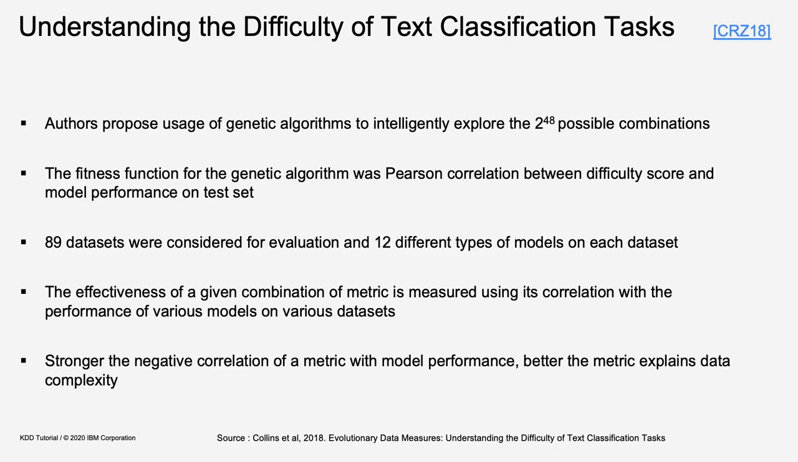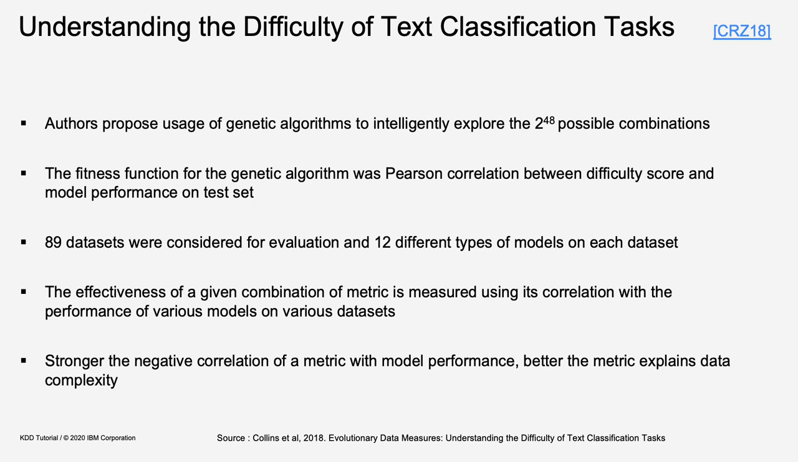Once the 48-dimensional feature vector is constructed for each dataset, there are 2 to the power 48 possible combinations of metrics which can be designed from this feature representation. In order to intelligently traverse this search space and find the best metric, authors propose usage of genetic algorithms. These algorithms function based on a fitness function to rank a combination.